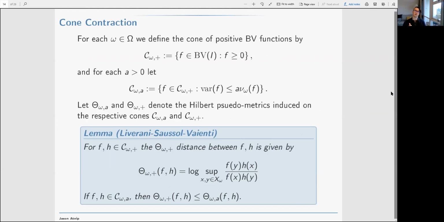So we'll first start off with defining this C plus cone for each omega fiber, and this is just going to be all non-negative BV functions. And then for each A parameter positive, we can define the CA cone, which are just all the functions in C plus whose variation is less than A times their integral. Now, a result from LSB gives us a nice formula for the Hilbert pseudometrics induced on these cones. In particular, the theta plus distance is always less than or equal to the theta A distance.